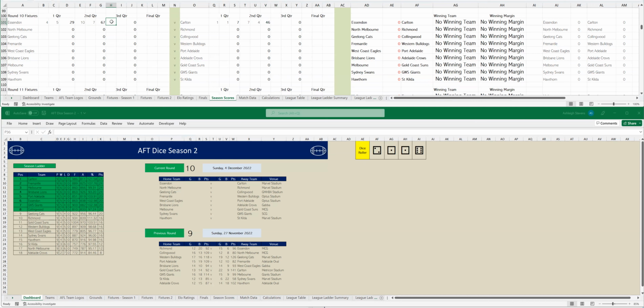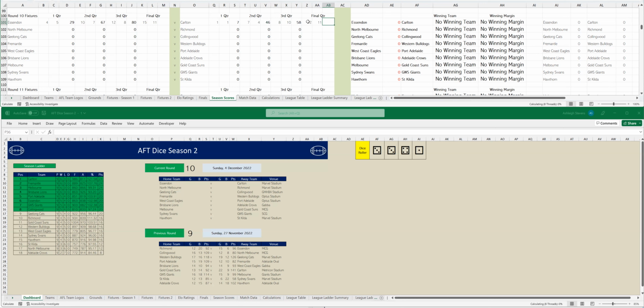All right, let's go to the third quarter. Essendon kicking 2 goals 1, so it's 12 goals 8, to Carlton 1-6, so that's 8 goals 10. All right, let's go to the last quarter. Essendon have kicked 3 goals 3, so that's 15 goals 11, to Carlton 4 goals 1, so that's 12 goals 11.